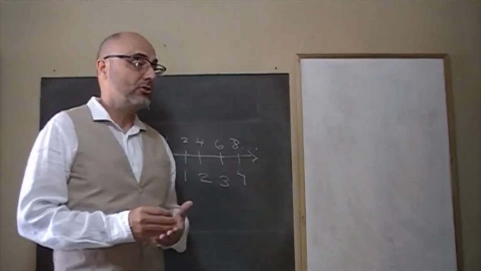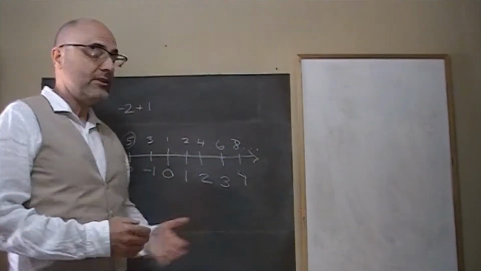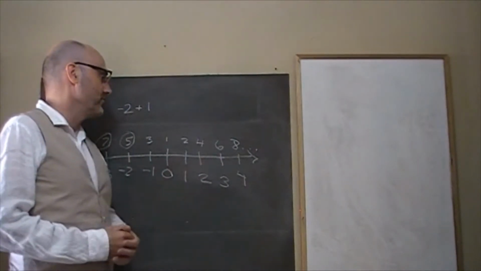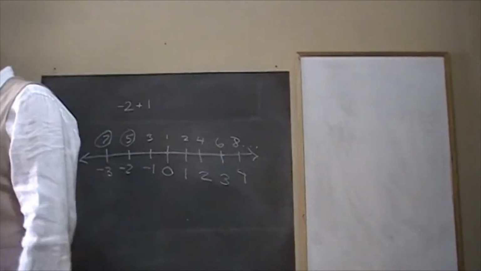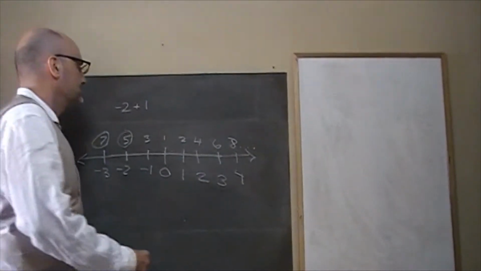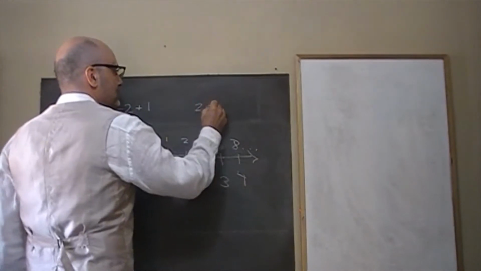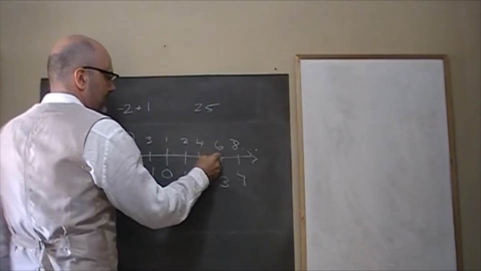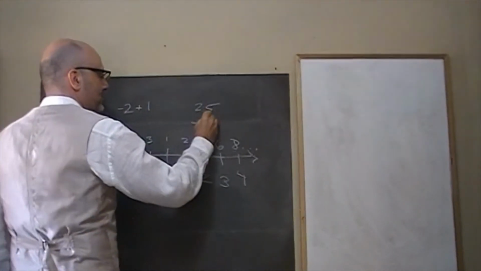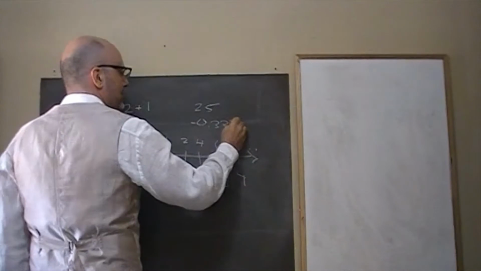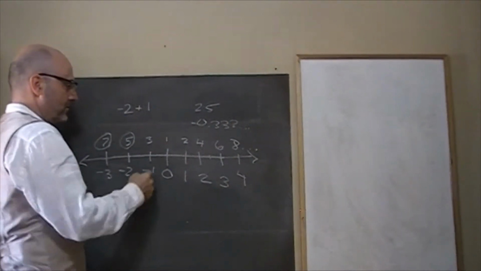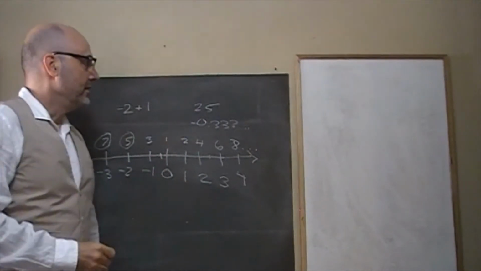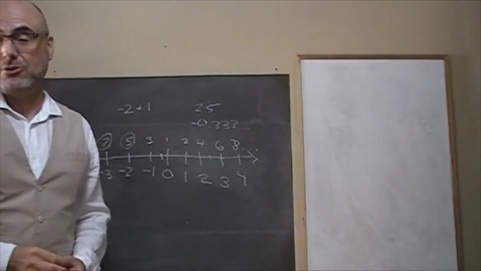So the real numbers are all the integers plus all the numbers between the integers. So, for example, 2.5 is halfway between 2 and 3. Negative 0.333 is 1/3 of the way between 0 and negative 1. Now, counting the real numbers is a bit more complicated.